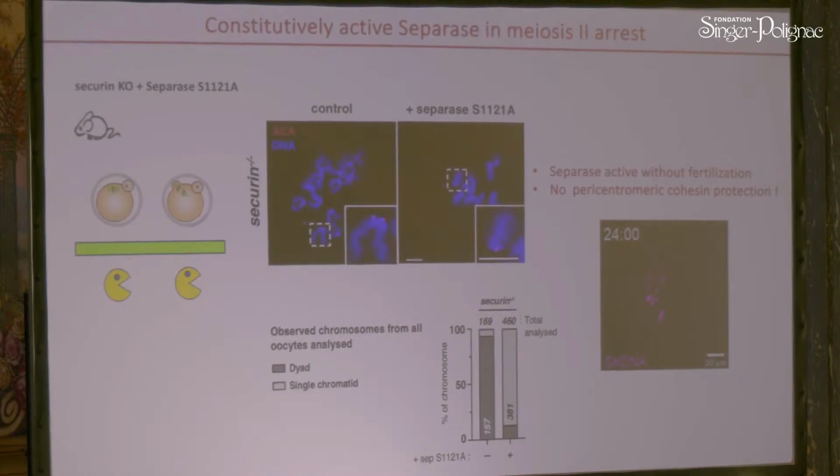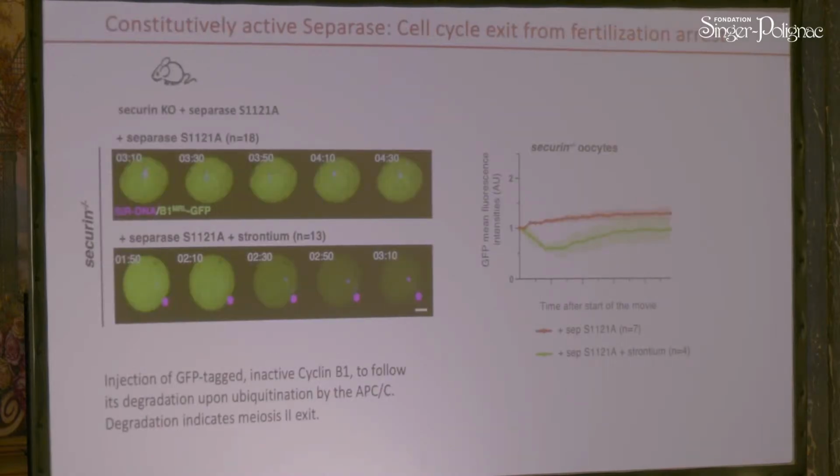So this was really indicating that this occurs without any anaphase onset, which was also unexpected because it was thought that pericentromeric cohesion is still protected in the metaphase 2 arrest and would require cell cycle progression to be removed. Cell cycle progression means activation of the APC, the anaphase promoting complex.